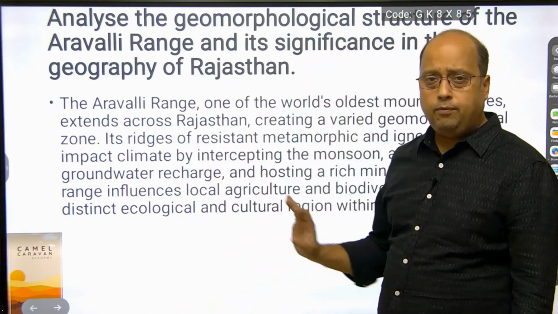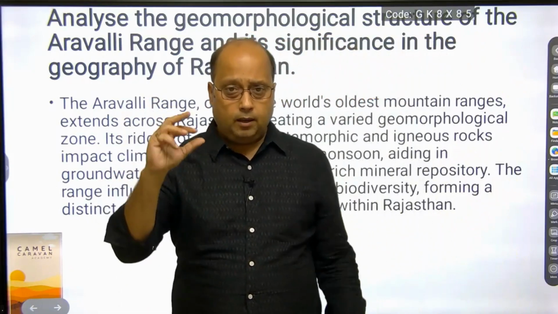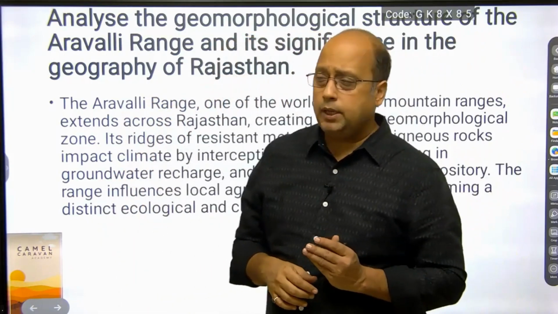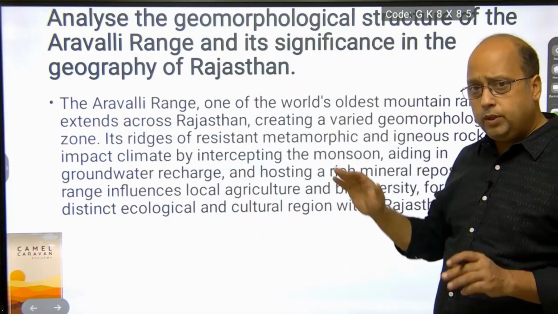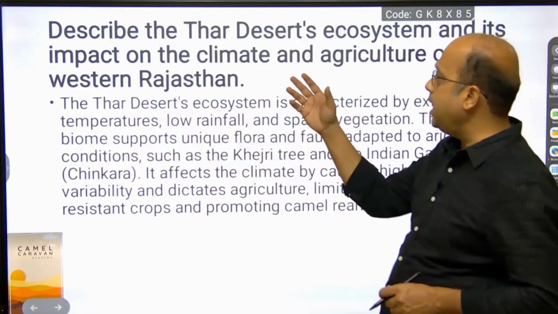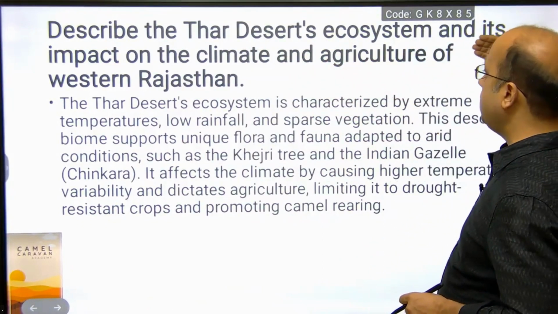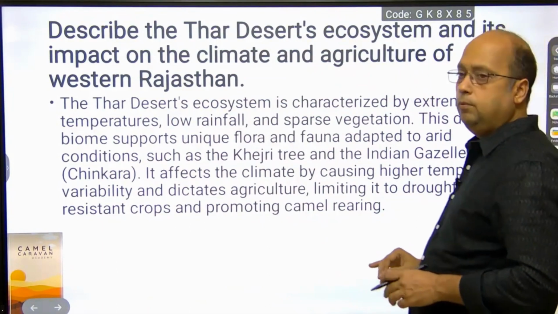So this answer, what I find is very comprehensive, very compact, and very much complete in all aspects, so that one can get full marks when writing this, because it addresses both within examples also. Now coming to the next question. The question says, describe the Thar Desert's ecosystem and its impact on the climate and agriculture of Western Rajasthan.